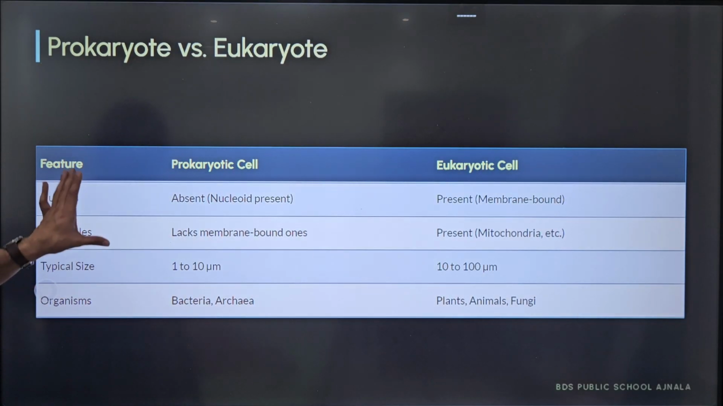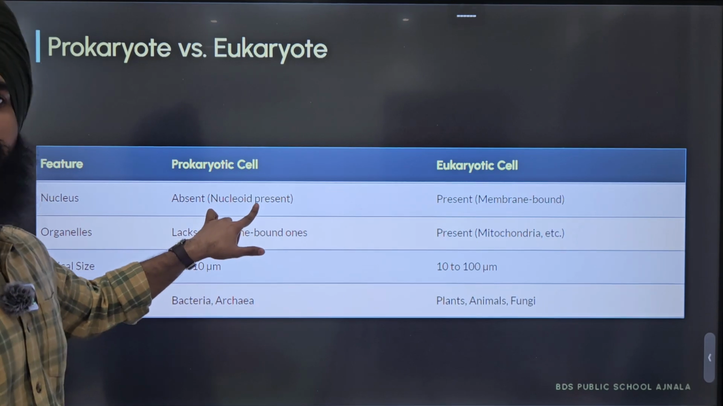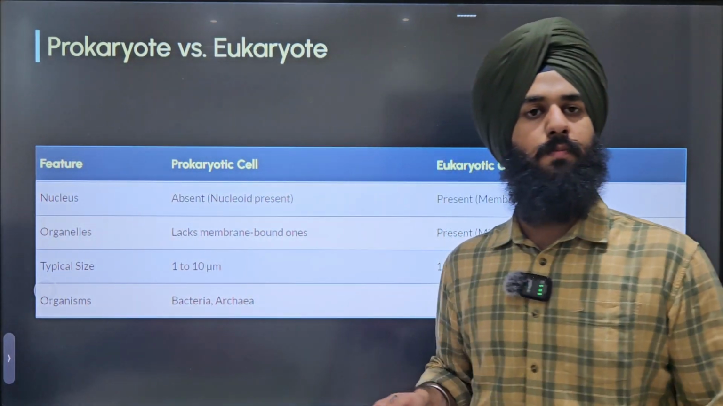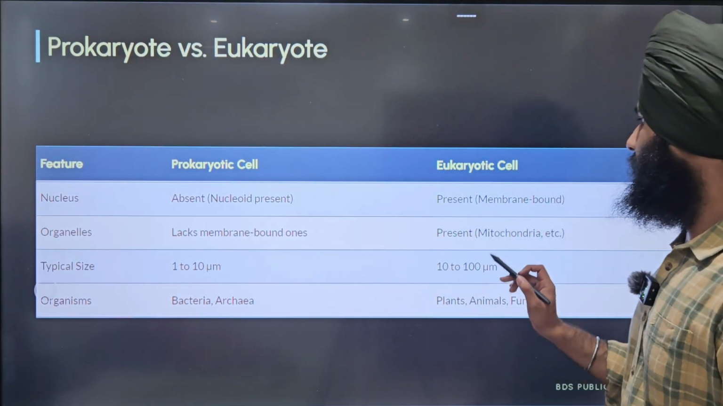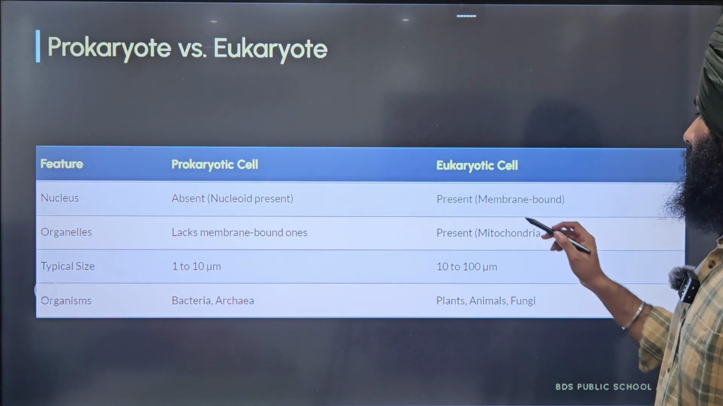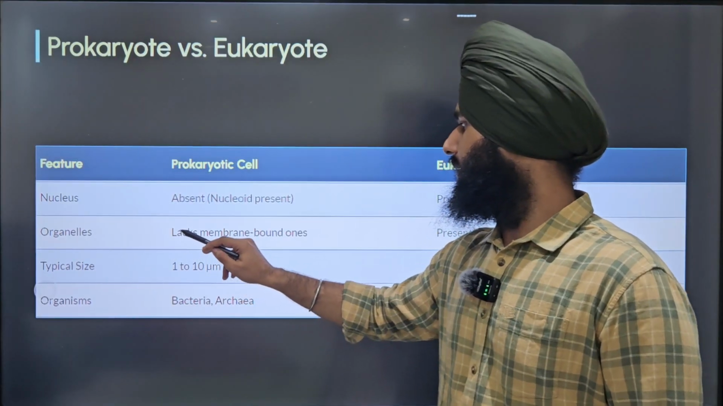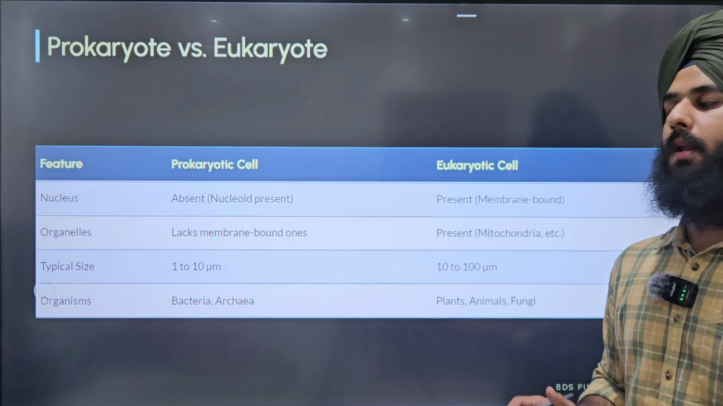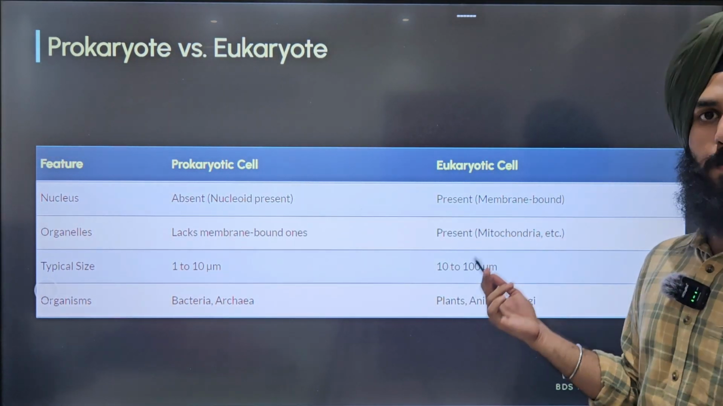If we have to look at the differences, the prokaryotic cells do not have a nucleus. Instead, they have a nucleoid, which is basically the genetic material suspended within the cytoplasm itself. In eukaryotic cells, a well-defined nucleus is present, and it is membrane bound, so it is covered by a membrane. Prokaryotes lack membrane bound organelles. They do have organelles, but they're not membrane bound. They are within the cytoplasm itself.